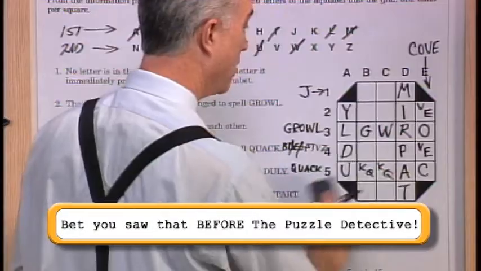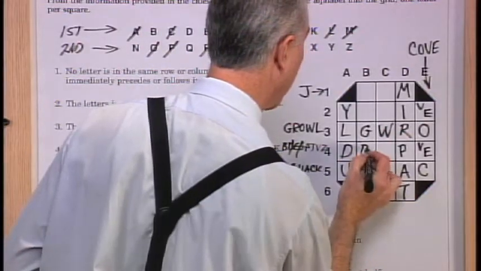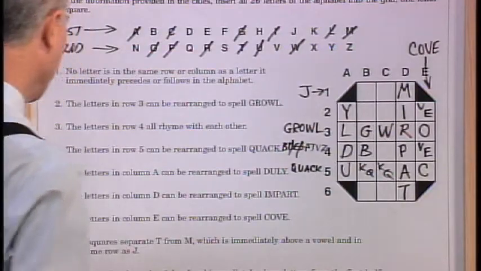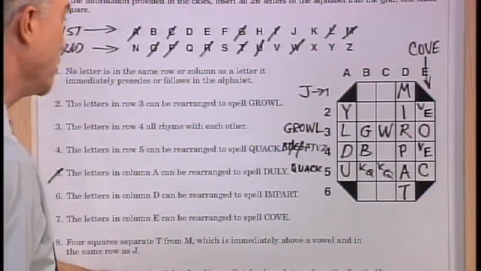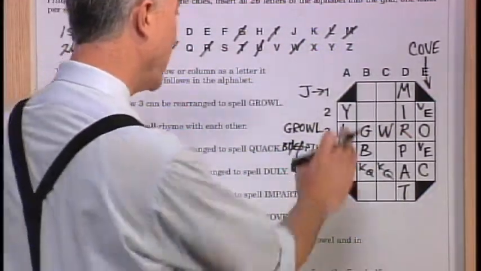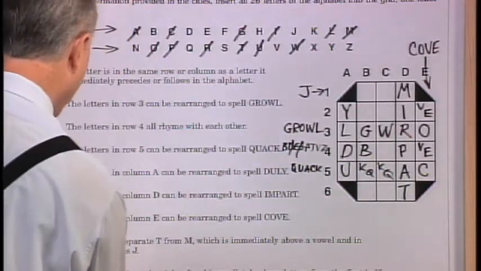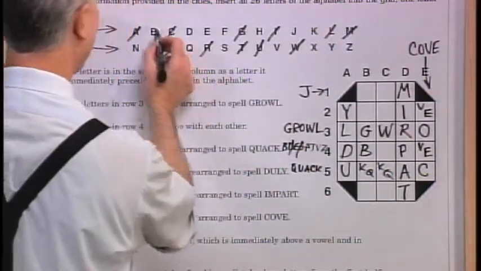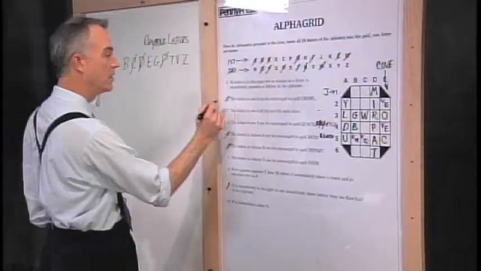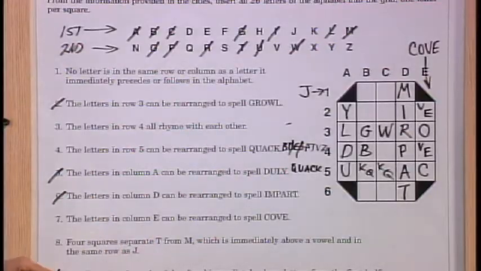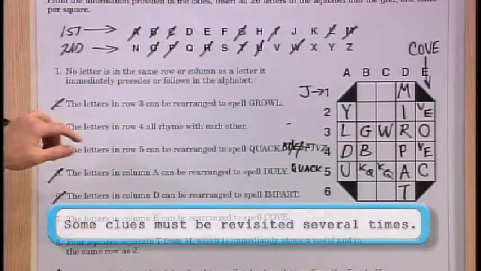And so we can now place B below the G, thus satisfying clue number 9. G is immediately to the right of and immediately above letters from the first half of the alphabet. We can cross off clue 9 and we can eliminate B. And let's return to clue number 1.